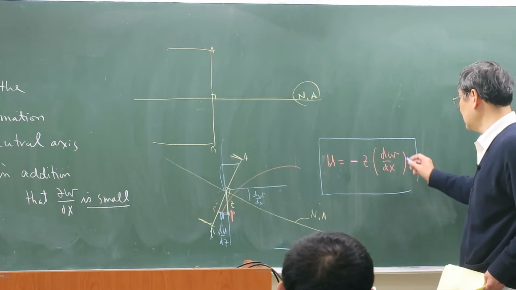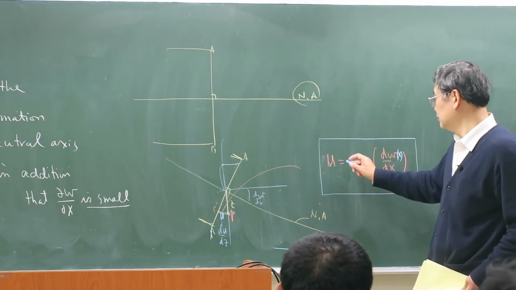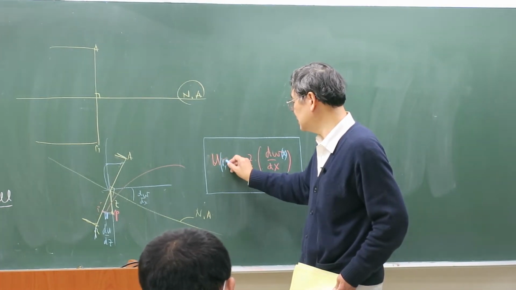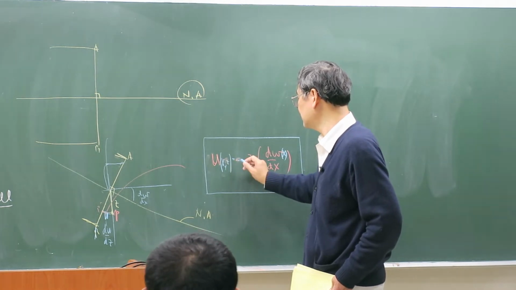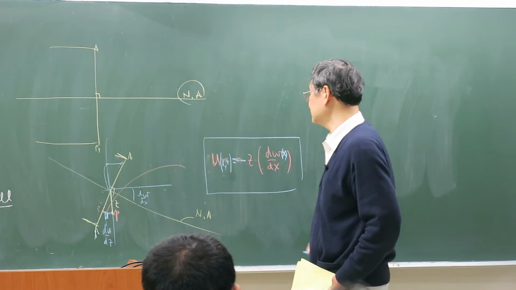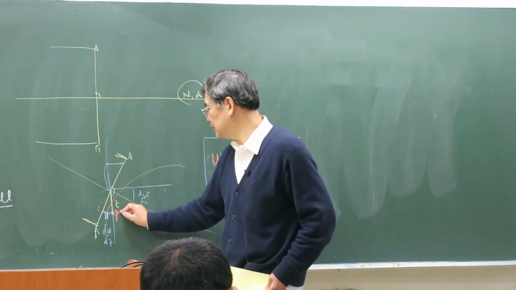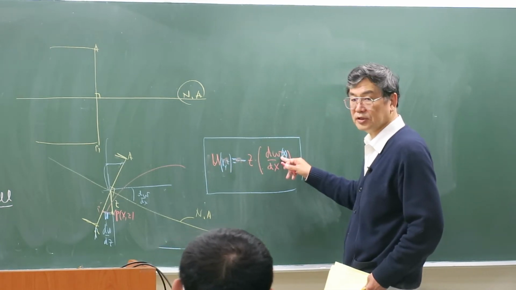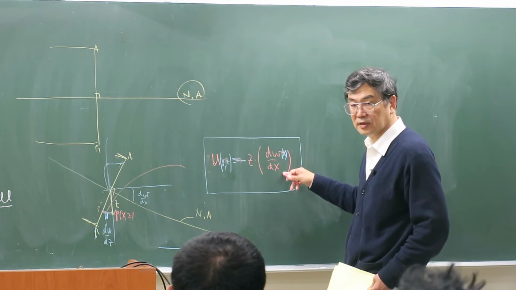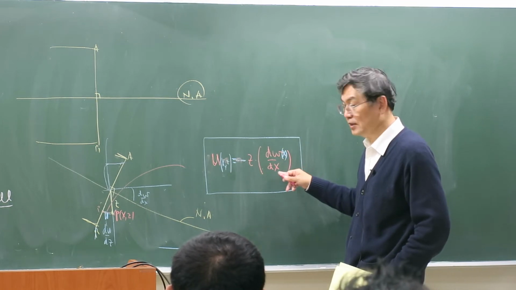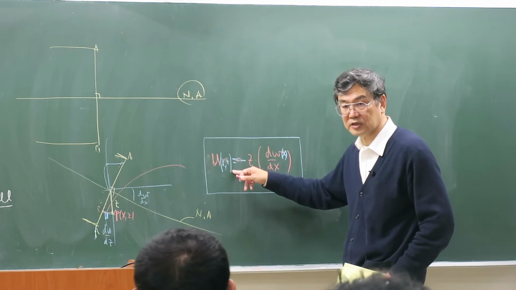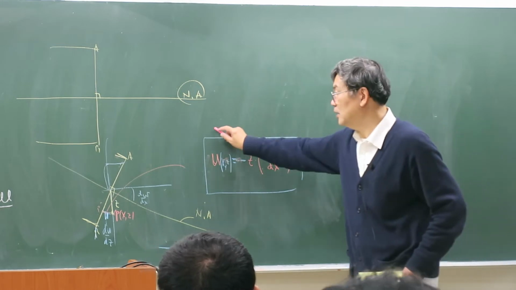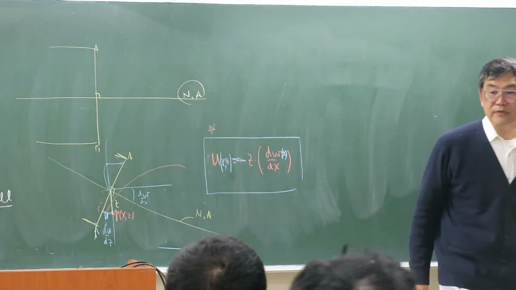And you can see, for the U at (x, z) equal to minus, this point P at (x, z) equals the deflection at x, the first derivative, times its z coordinate. You can get the horizontal displacement U. So this is the key of the beam theory.